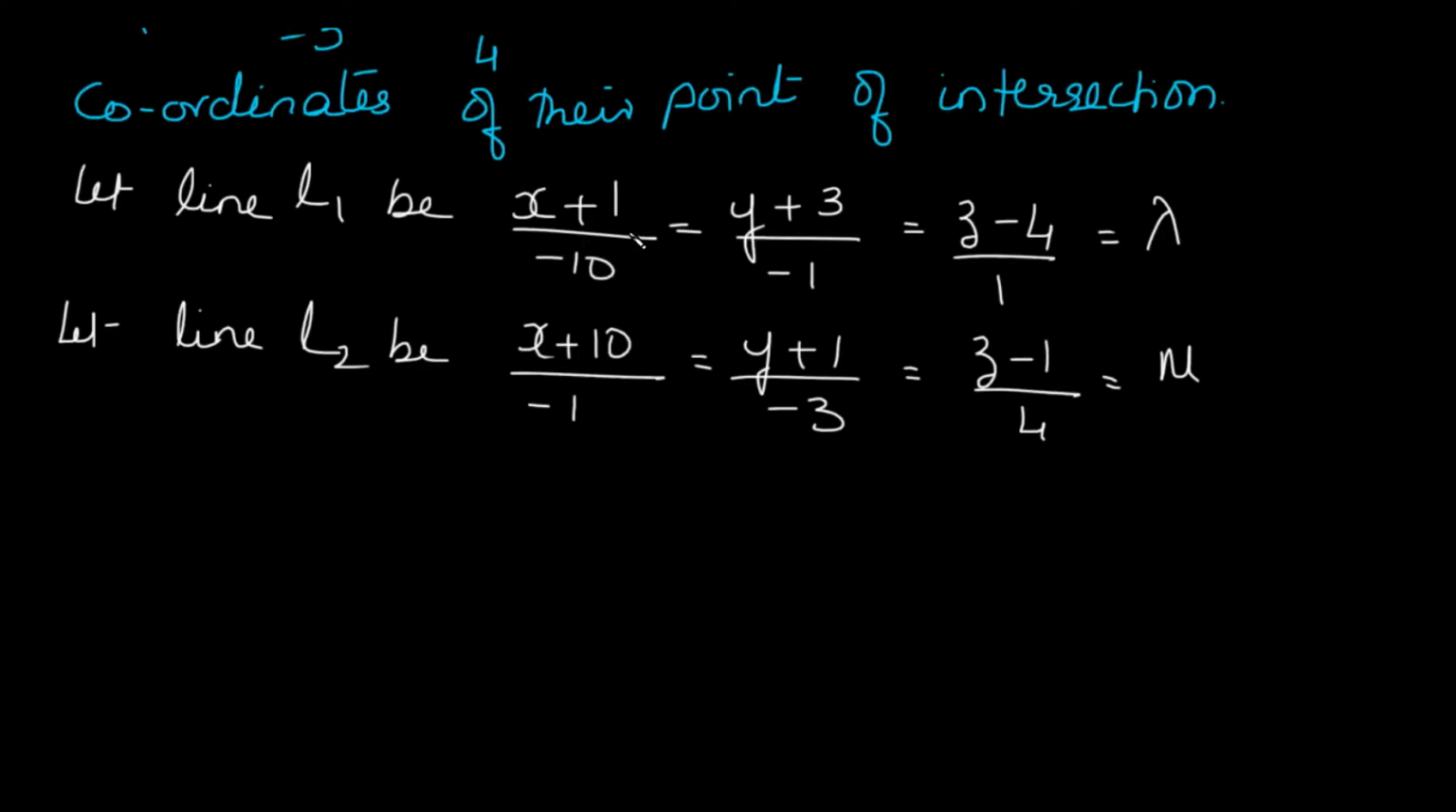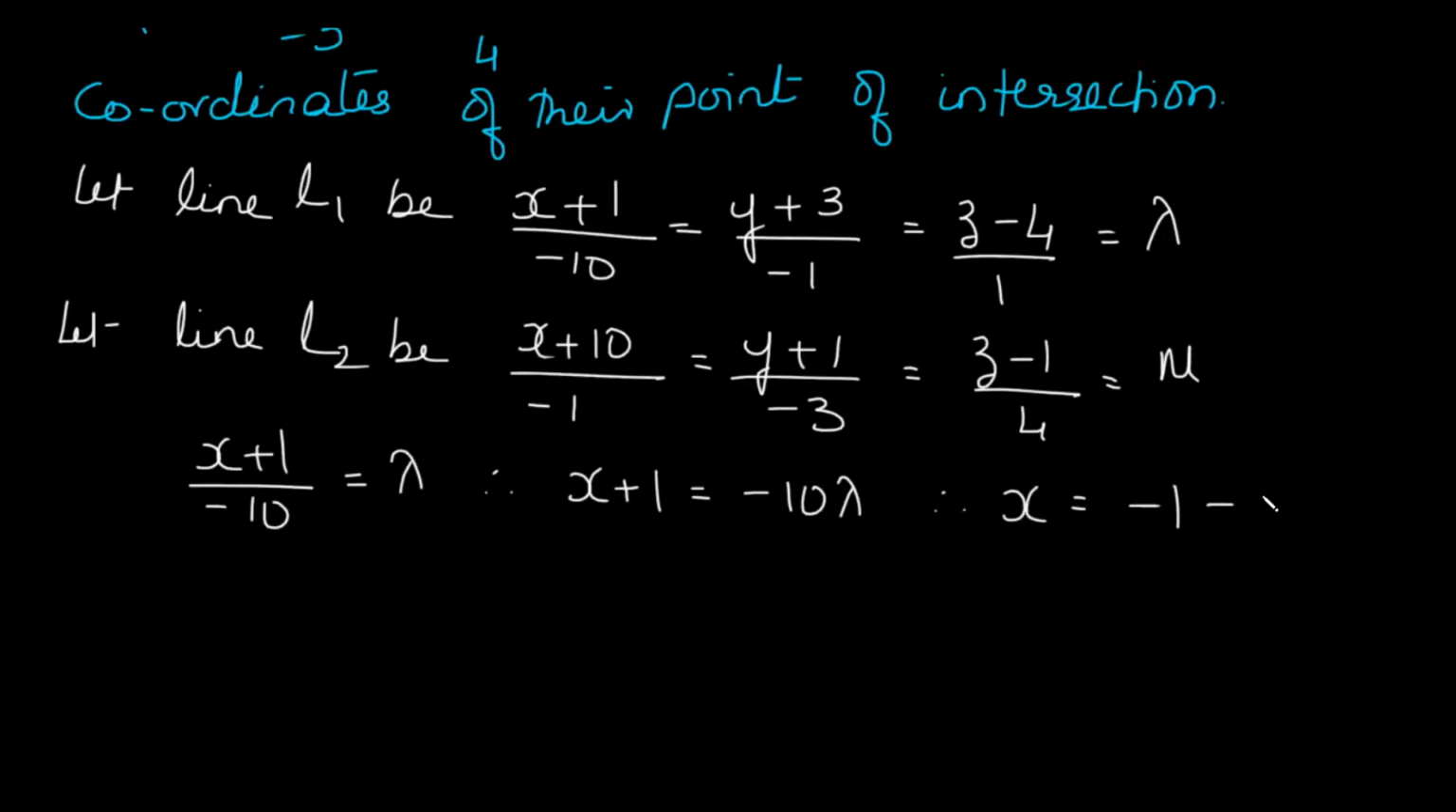Now, see the first equation. x plus 1 upon minus 10 is equal to lambda. Suppose we take minus 10 to the RHS. I'll show you only the first case; the second one we can write directly. Therefore, we have x plus 1 is equal to minus 10 lambda, and therefore x is equal to minus 1 minus 10 lambda.